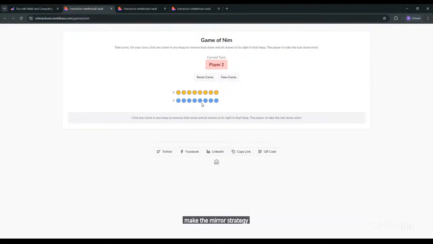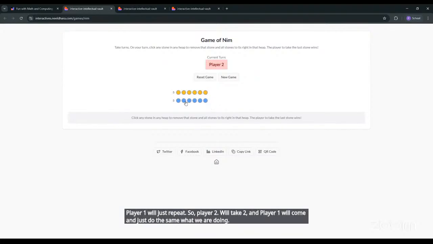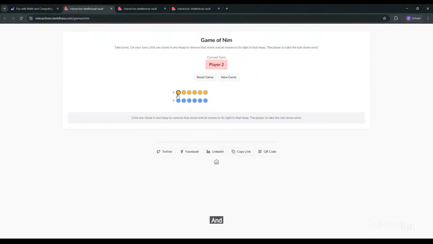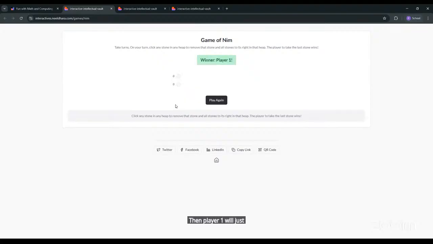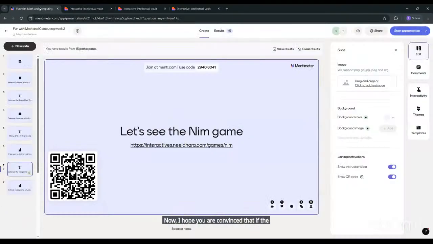Whatever you do, player 1 will just repeat. So player 2 will take 2 and player 1 will come and do the same as you are doing. And maybe player 2 is frustrated and goes all over and takes all the 6. Then player 1 will just take all the 6. Now I hope you are convinced that if the piles are unequal, then player 1 will win.